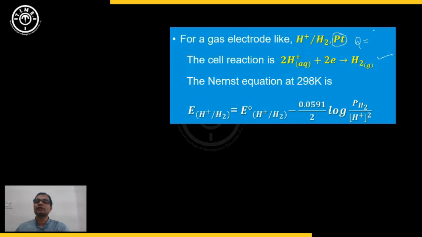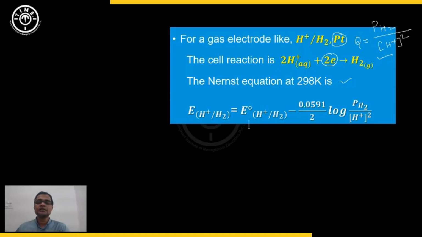Reaction quotient Q is equal to the partial pressure of hydrogen divided by the molar concentration of H plus ion, the whole to the power of 2, because the number of moles of H plus ion is 2, so it becomes an exponent to this molar concentration. Now at 298 Kelvin temperature, the Nernst equation is: E of H plus ion to H2 is equal to standard hydrogen electrode minus 0.0591 by 2, where 2 is the number of electrons transferred during the electrode reaction, multiplied by log of pH2 by H plus ion concentration.